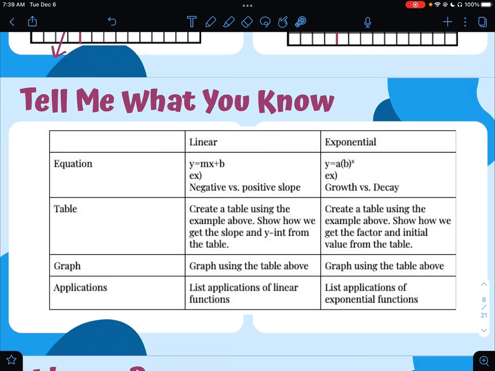And then exponential functions would be growths or decays. Growth when b is greater than 1. Decay when b is greater than 0, but less than 1. And these have patterns of multiplication. You can see that pattern in the factor.